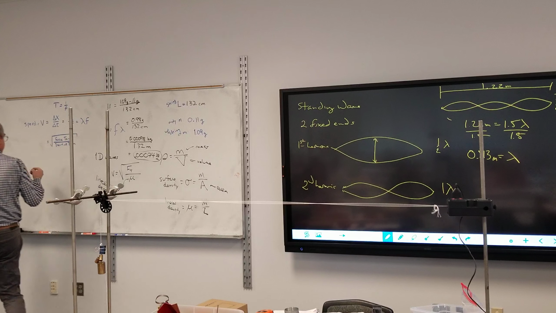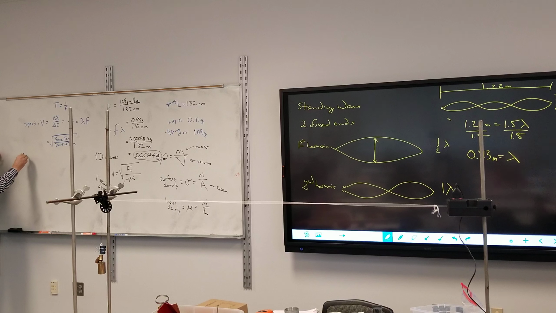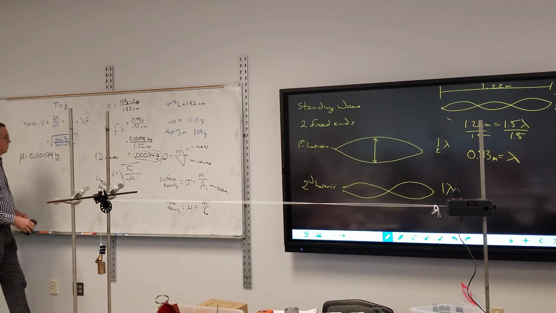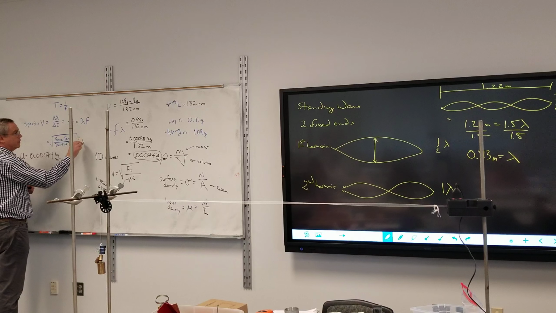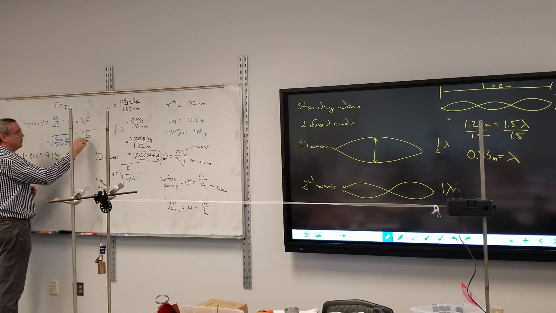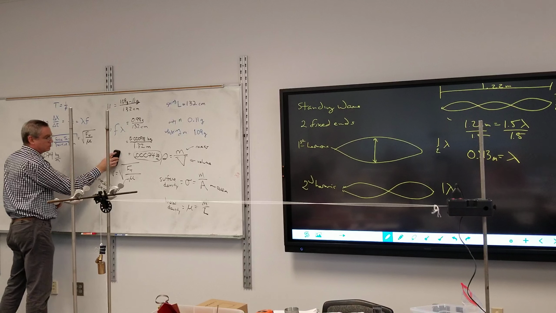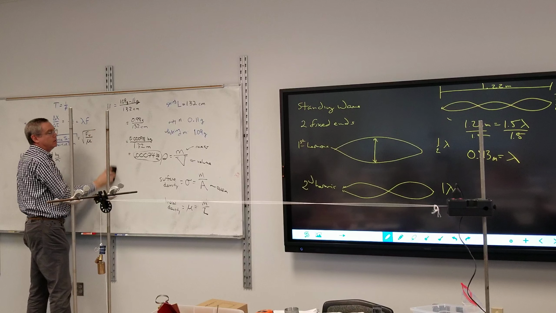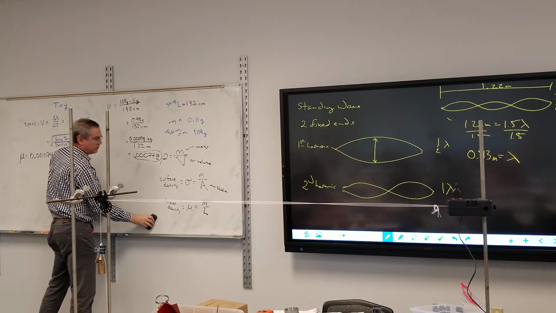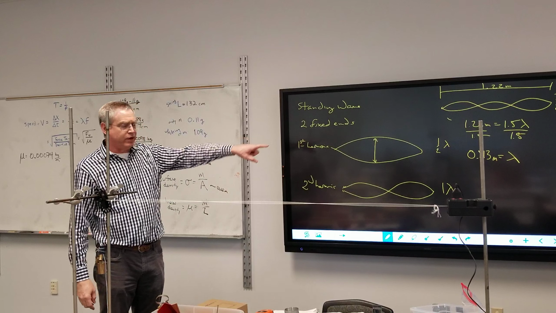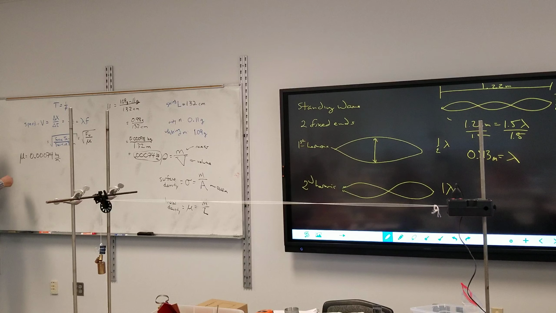So let's get rid of some of this information. So let's see, we know that mu, the linear density, is 0.00074 kilograms per meter. And that's the square root in our case here of tension divided by the linear density. All right, so we have the wavelength over there. The wavelength was 0.813 meters.